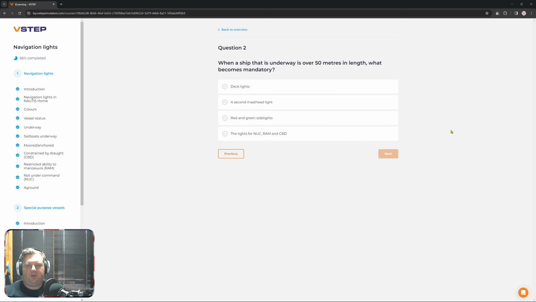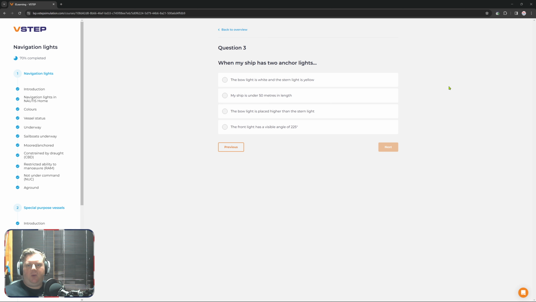Okay. When a ship that is underway is over 50 meters in length, what becomes mandatory? I'm tempted to click this one or this one. But I think red and green side lights are mandatory anyway. I'm going to say this one. Oh. Bugger. Was it red and green side lights? I almost clicked that.